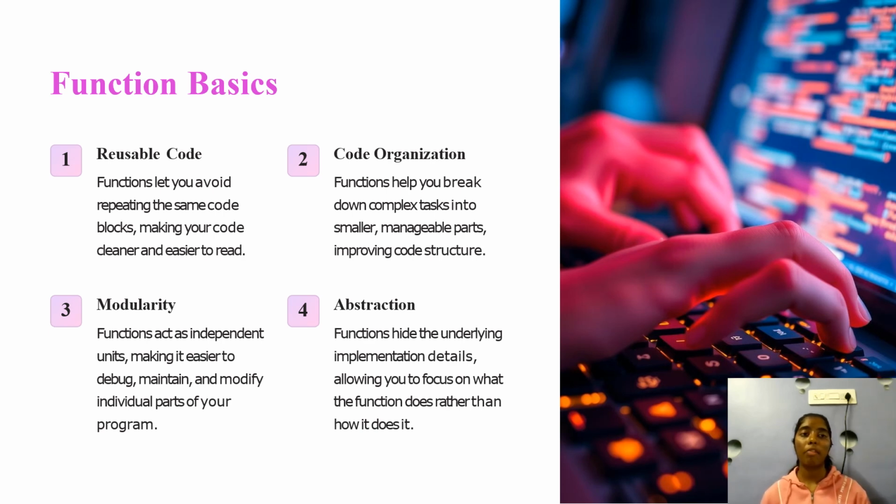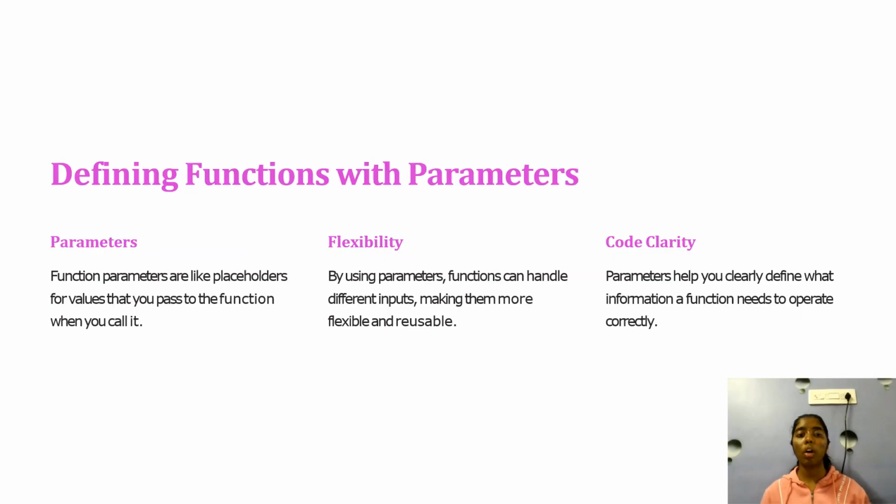Reusable code: functions let us avoid repeating the same code blocks, making your code cleaner and easier to read. Code organization: functions help you break down complex tasks into smaller manageable parts, improving code structure. Modularity: functions act as independent units, making it easier to debug, maintain, and modify individual parts of your program. Abstraction: functions hide underlying implementation details, allowing you to focus on what the function does rather than how it does it.